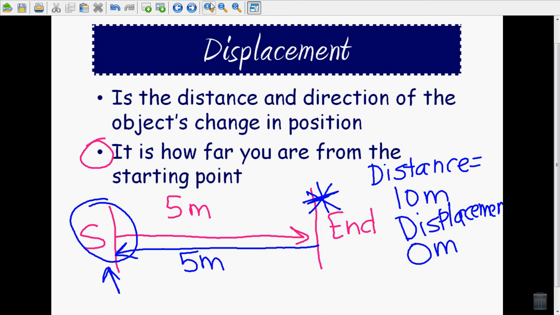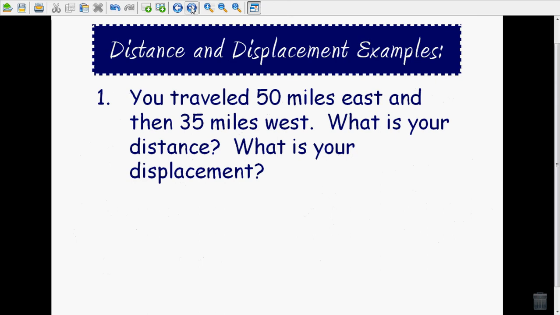Let's look at some other examples. You traveled 50 miles east and then 35 miles west. What is your distance? And then figure out the displacement too. So I'm traveling 50 miles east, 35 miles west. I like pictures with this, so keep in mind, here are your coordinates. And always remember, never eat soggy waffles with this.